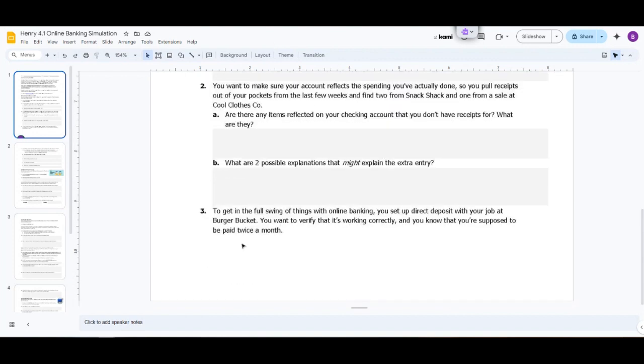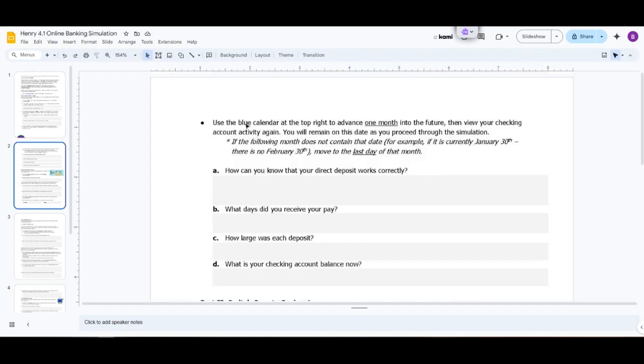All right. Number three, to get the full swing of things with online banking, you set up a direct deposit with your job at Burger Bucket. You want to verify it's working correctly and know that you're supposed to be paid twice a month. So use the blue calendar at the top right to advance 1 month into the future.